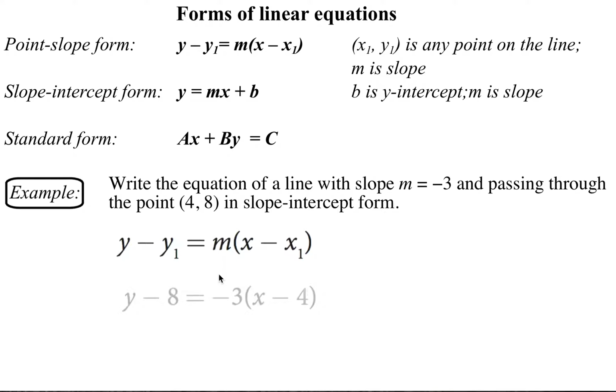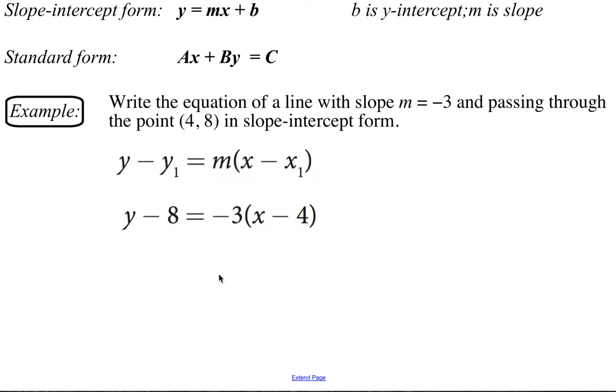So then I'm going to substitute the things that I know. I know that the slope is negative 3, so instead of m, I'm going to put in negative 3. And then instead of x1, I'm going to put in 4. For y1, I'm going to put in 8. So these are the two that stay. This x and this y stay there. y1 and x1 with the subscripts are the ones you replace.